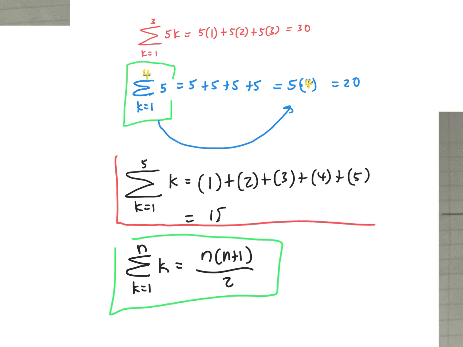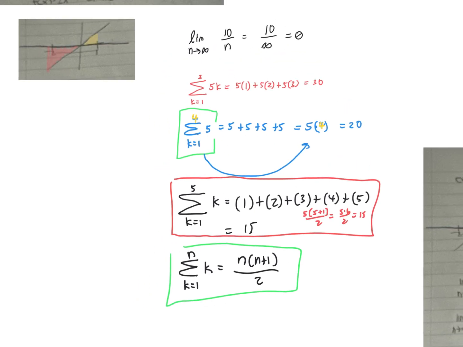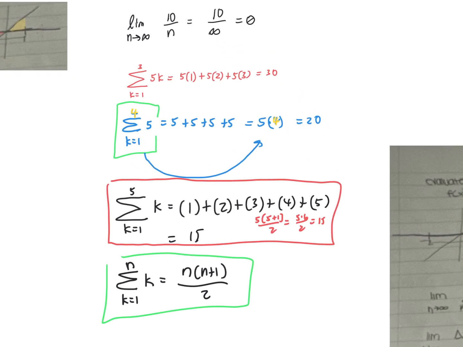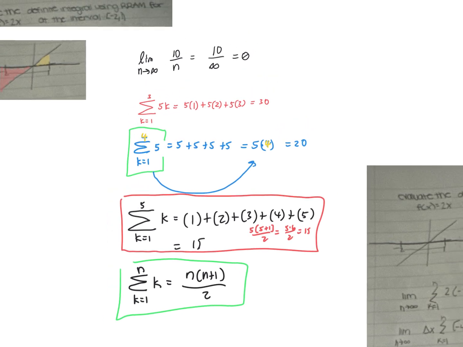So imagine in this previously mentioned red box situation, we had done n times n plus 1 over 2. Well, n is 5, so 5 times 5 plus 1 over 2. And that would be 5 times 6 over 2, which is 30 over 2. And that is indeed 15. So that would have worked there. So really, these are concepts that are worth remembering, certainly.